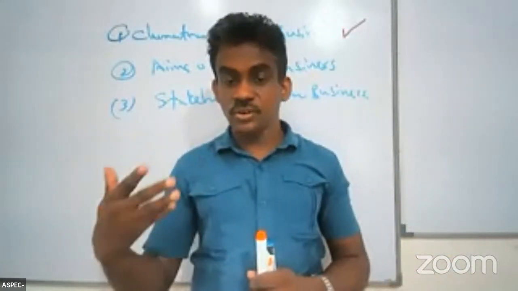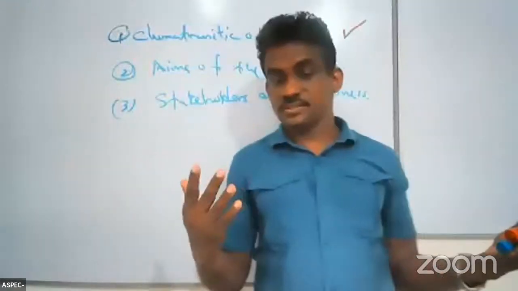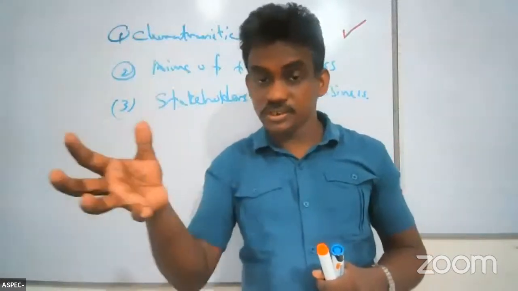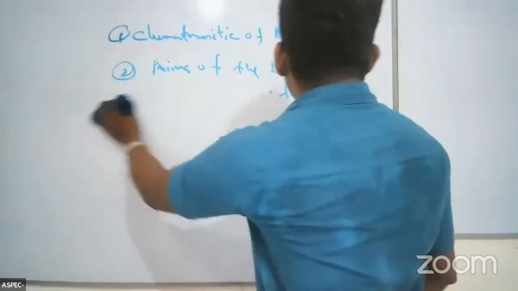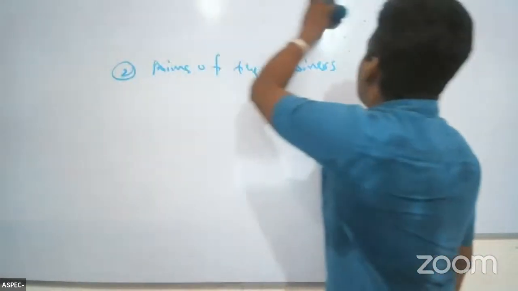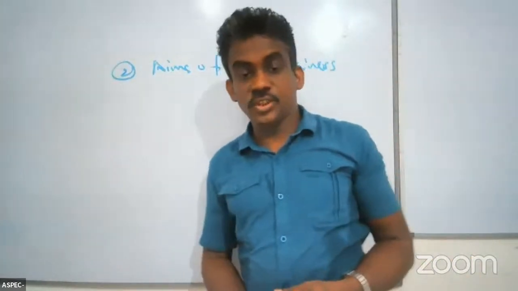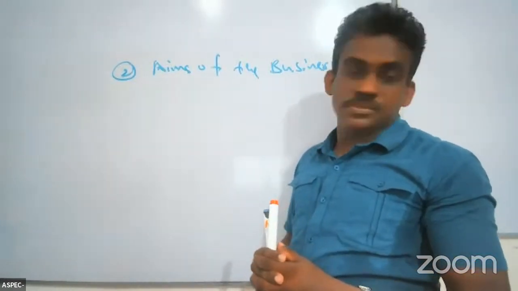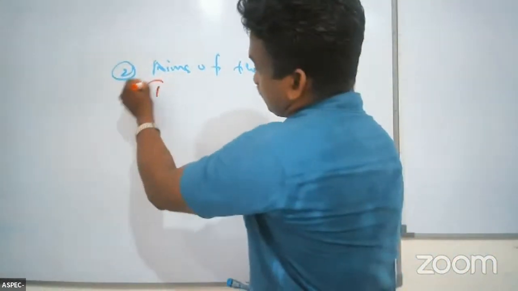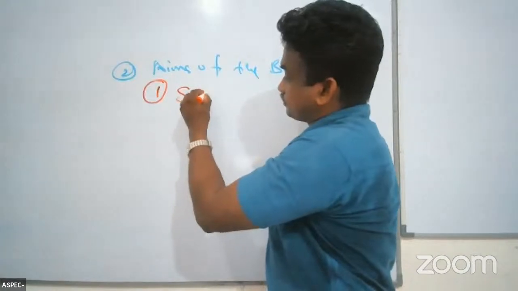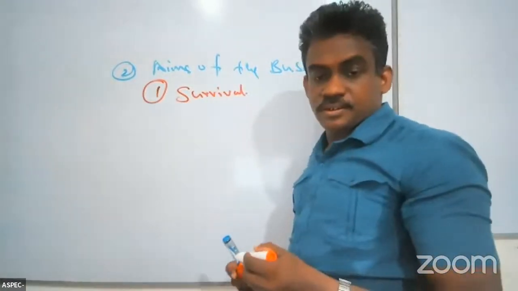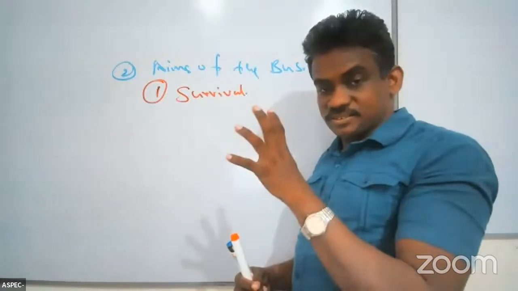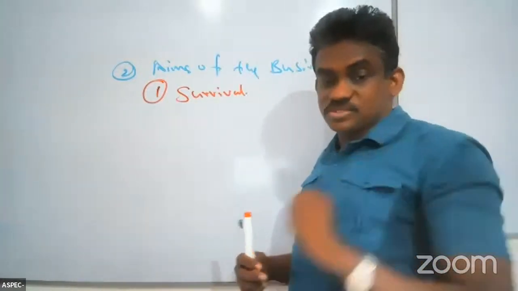Aims of the business vary from business to business, depending on the nature of the business and the nature of the owners. We are discussing the common aims of the business. First one is survival. First of all, we have to survive in the market. After survival, we can look at the other aims.